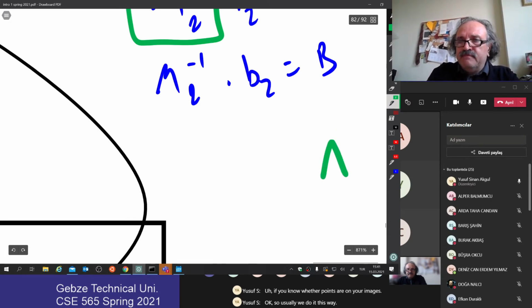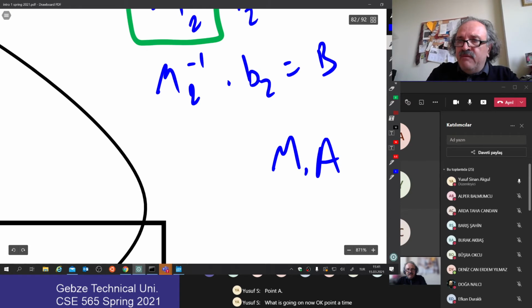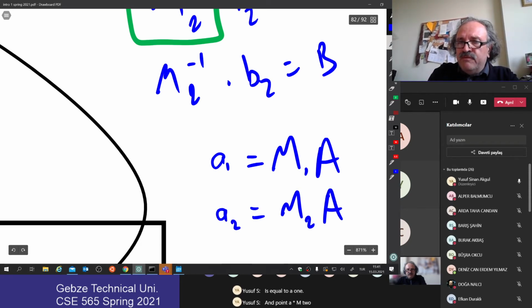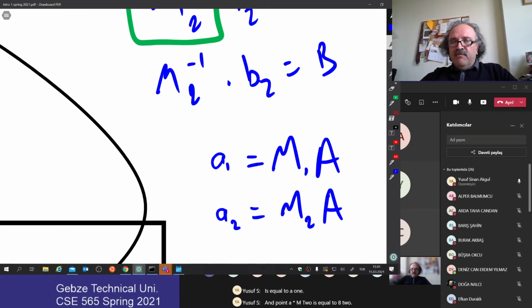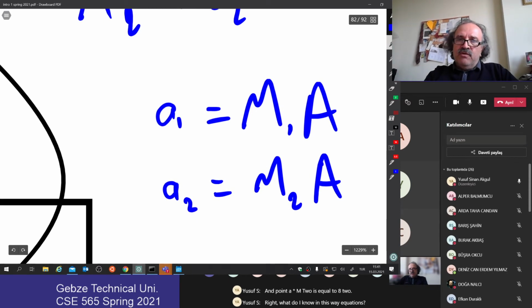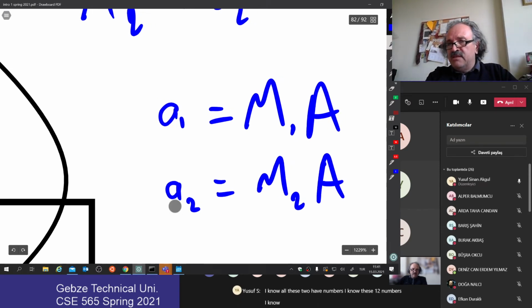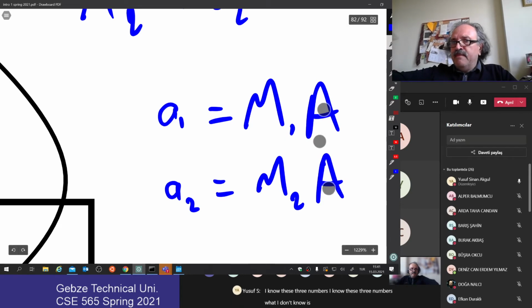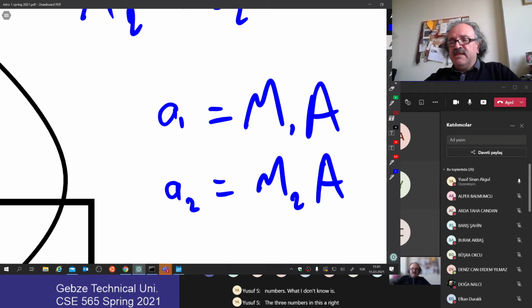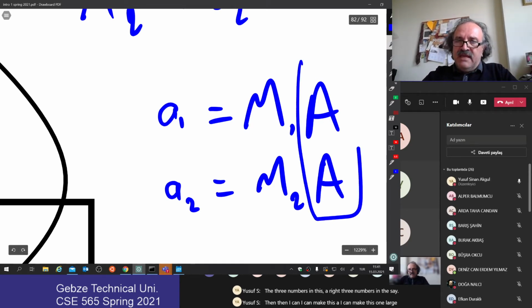Point A. Point A times M1 is equal to A1, and point A times M2 is equal to A2, right? What do I know in these two equations? I know all these 12 numbers. I know all these 12 numbers. I know these three numbers. I know these three numbers. What I don't know is the three numbers in this A. Then I can make this one large linear equation and solve for this A.